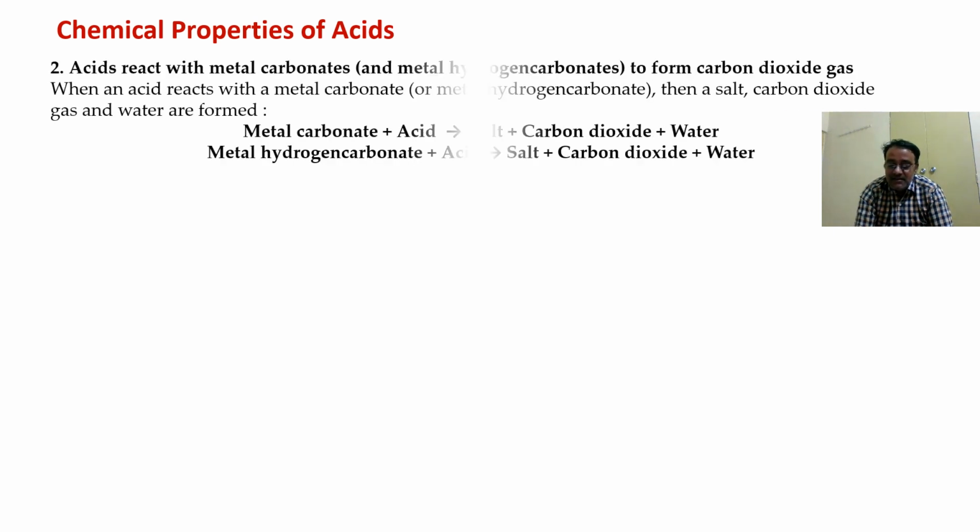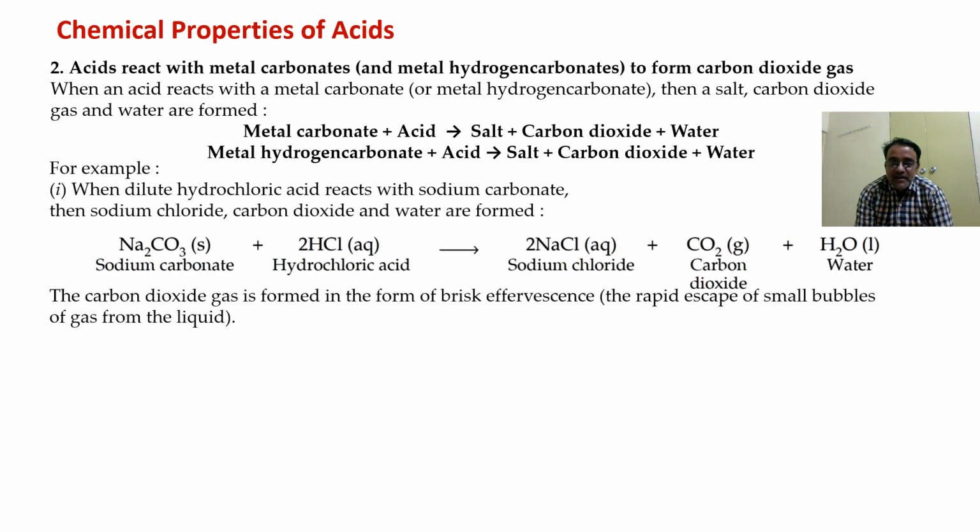The second one is when acids react with metal carbonates and metal hydrogen carbonates, then it will form carbon dioxide. So when an acid reacts with metal carbonate or metal hydrogen carbonate, salt will form, and along with salt, carbon dioxide gas and water are formed. So we'll see one example for metal carbonate and one for metal hydrogen carbonate. So we'll see first for metal carbonate.